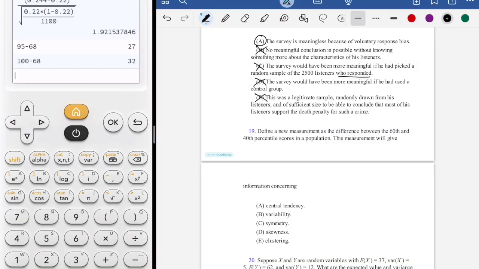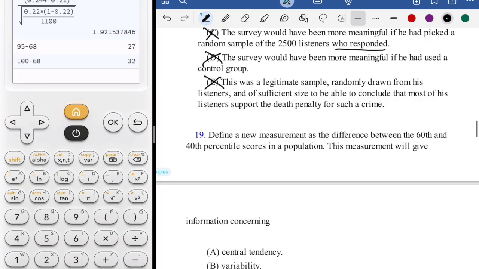All right. Define a new measurement as the difference between the 60th and 40th percentile scores in a population. This will give us, even though it's not a measurement that we use, I just kind of think back to a box plot. You have the lower quartile, the upper quartile, and the IQR being the difference between the two. Upper quartile minus lower quartile. And we think of that as a measure of variability.